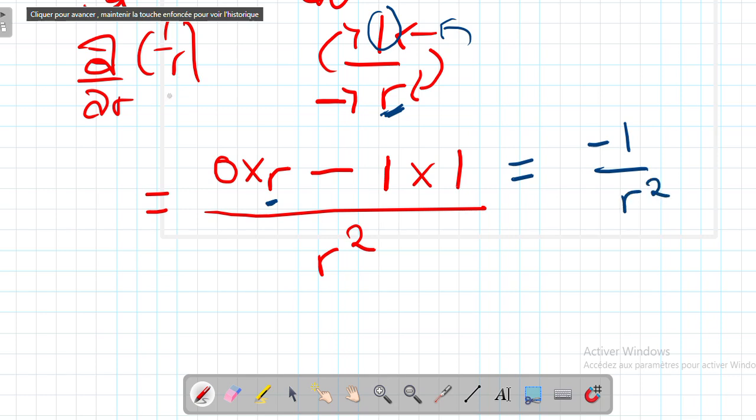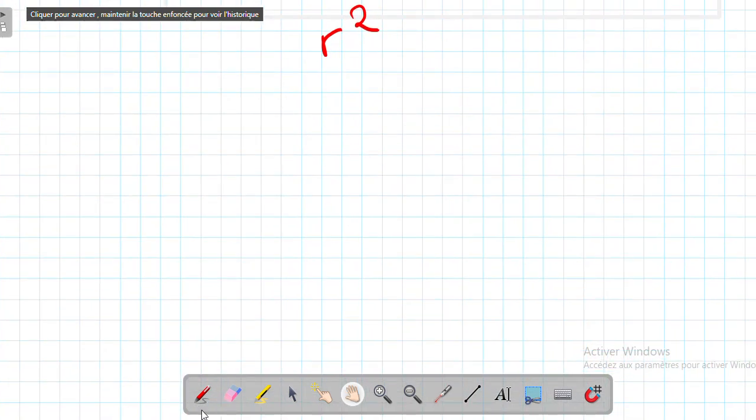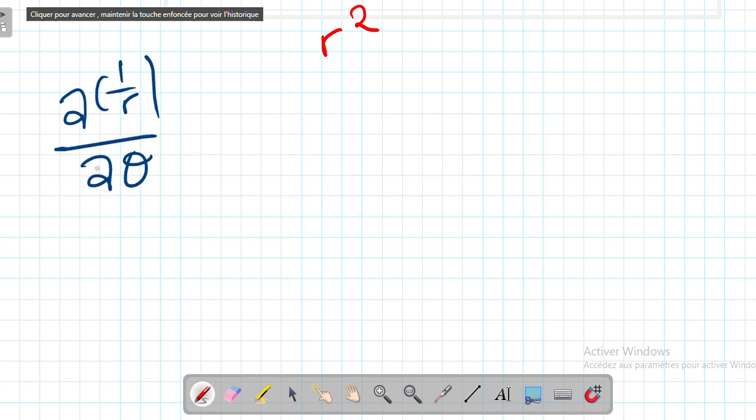So you found the first component. Now we're going to go to the second component. The second component, we said, is the derivative of 1 over r with respect to theta, with the r down here, don't forget. Now, this function 1 over r doesn't have theta in it. Therefore this is a constant with respect to theta, and the derivative of a constant is 0.